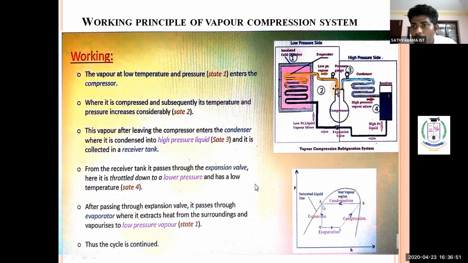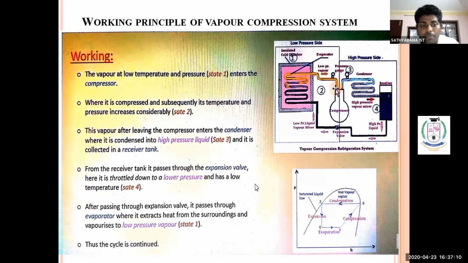In expansion what will happen? We will be reducing the pressure, so from 3 to 4 it automatically reduces. And in evaporation what will happen? Evaporation pressure will be constant. So this is the pressure graph. This line denotes the liquid line, and this line denotes the vapor line. Okay.